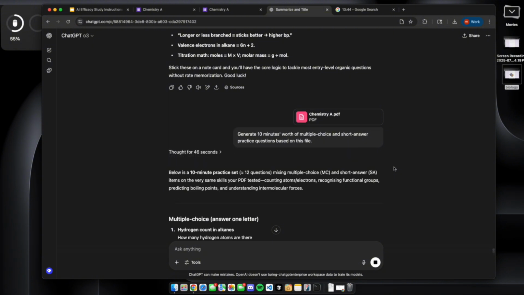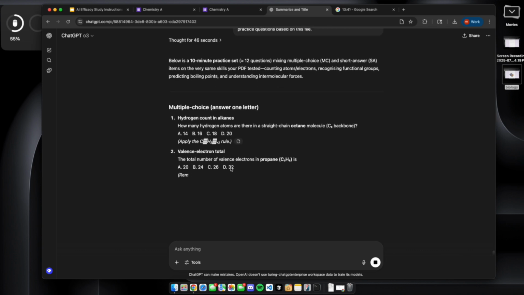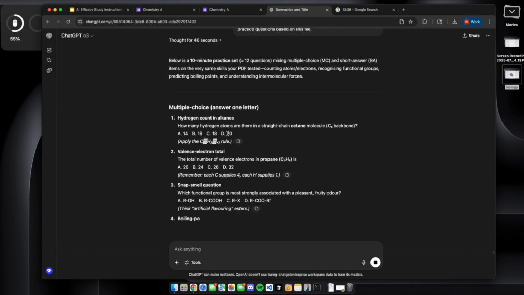Oh, that's pretty quick, actually. How many hydrogen atoms are in a straight-chain octane molecule? C backbone. Okay, so we know CnH2n+2. So 2 times 8 is 16, plus 2 is 18. So it should be 18.